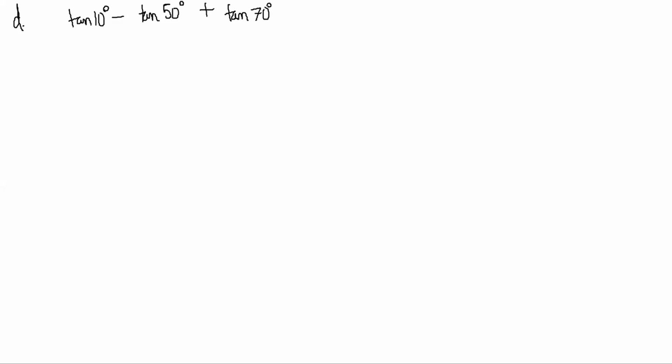Any ideas? If it was multiplication, then it would have been easy. Why don't you think of noticing 50 and 70? What is special about them? Right. So we might as well just write it like this, no? Minus tan of 60 minus 10. How can we write it?